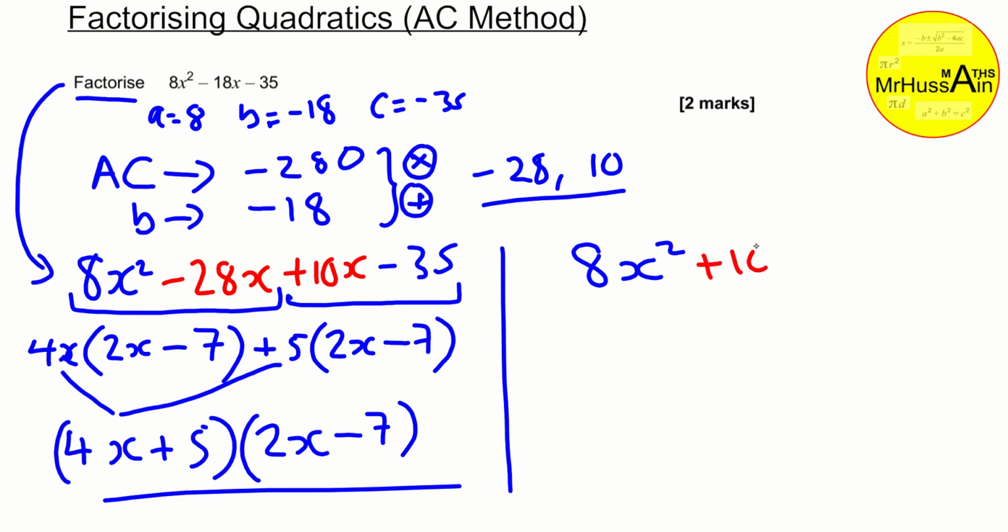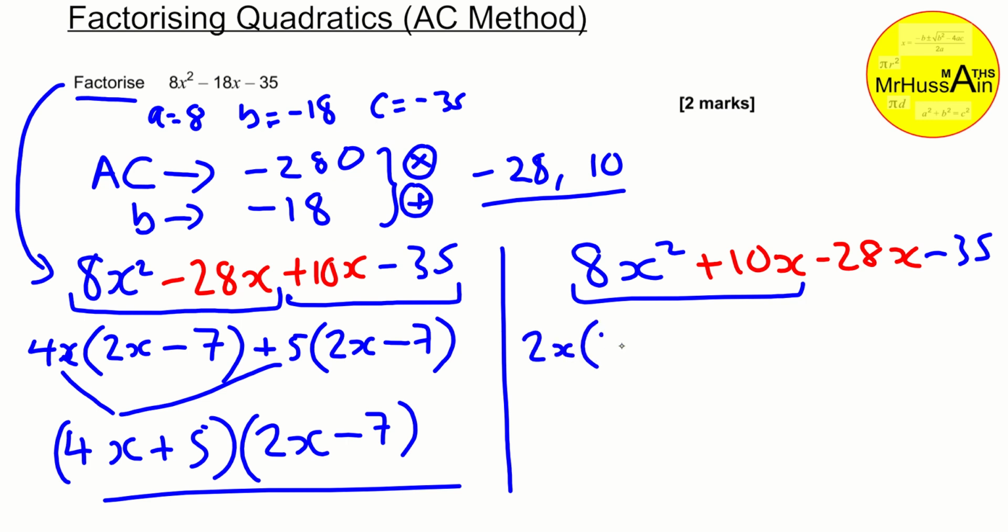So what if you had this? You factorise these two. What's the common factor for 8 and 10? That is 2. 2x gives you 4x. 2 times what gives me 5? Let's test it. 2x times 4x is 8x squared. And 2x times 5 is 10x.